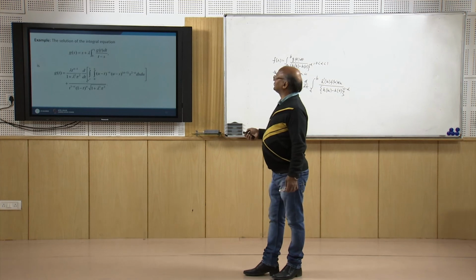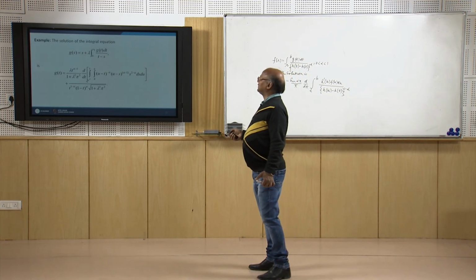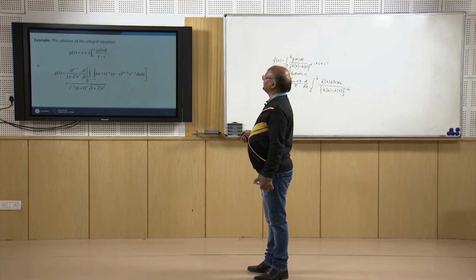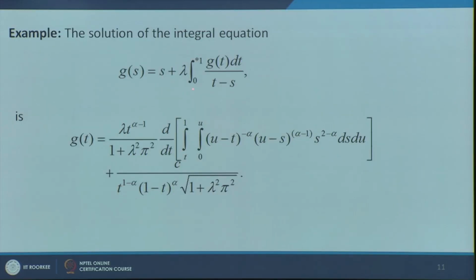Now let us consider this integral equation, Cauchy integral equation of second kind. So g(s) equal to s plus lambda times integral 0 to 1 g(t) dt over (t minus s). So in place of f(s) we have s here. So f(s) is known to us and we want to know what is the unknown function g. So let us go back to the solution.